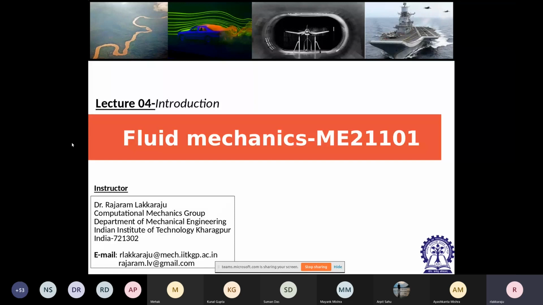Let us begin today's session. So we are trying to understand some basic concepts of fluid mechanics. Though the animations and the visuals look quite fancy and nice, one requires a quantification of those terms.